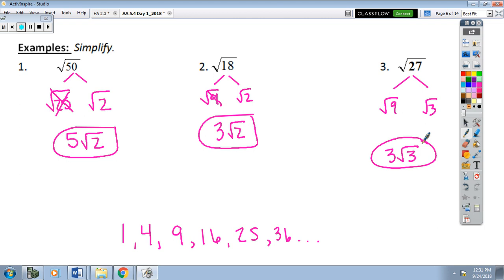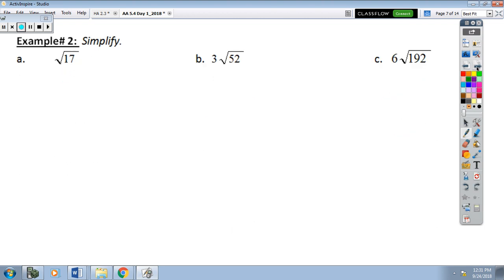All right, on the back, we're going to make them a little bit bigger. And we're also going to add in operations with square root, so multiplying, adding, subtracting, dividing.